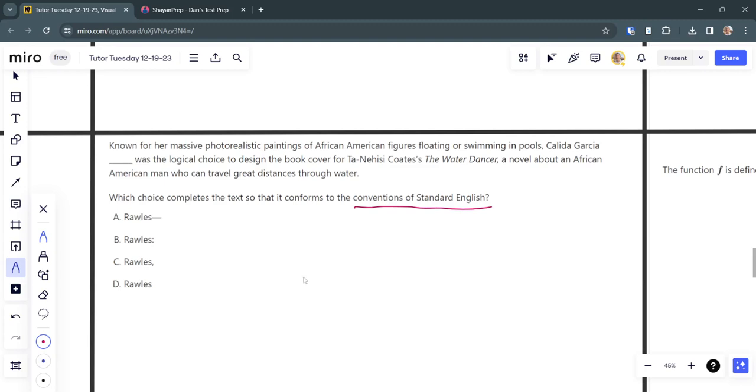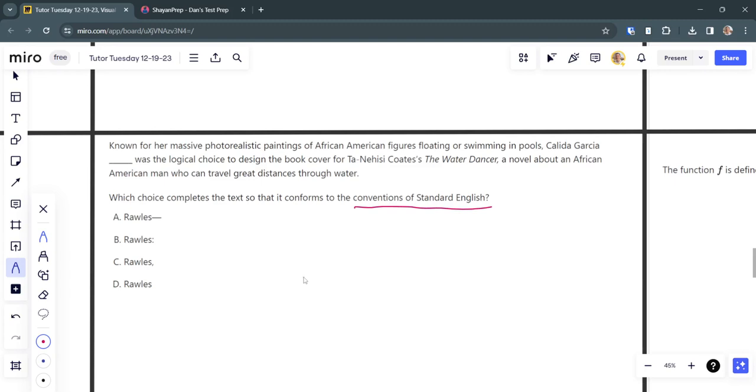Known for her massive photorealistic paintings of African American figures floating or swimming in pools, Kalita Garcia blank was the logical choice to design the book cover for Ta-Nehisi Coates's The Water Dancer, a novel about an African American man who can travel great distances through water.